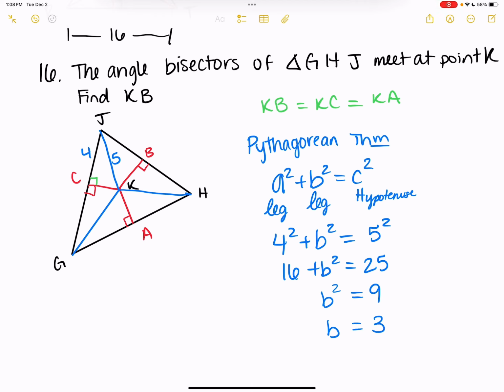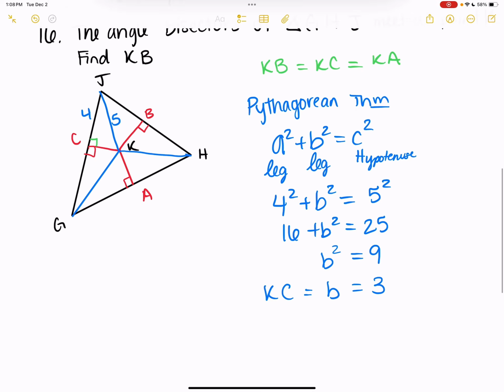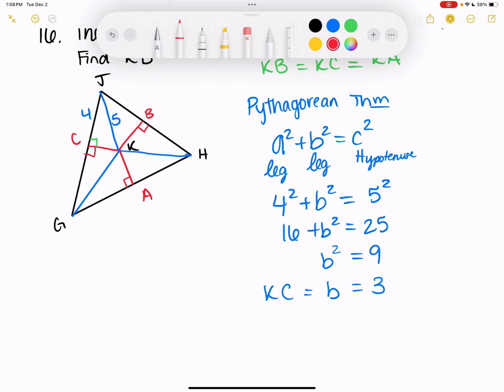So b equals 3. So that means, for what I have solved for at the moment, KC is equal to 3. But the theorem tells us that all of them are equal, so that also means then that KB is equal to 3. So that one has a little bit more to it, but that's about as hard as they get.